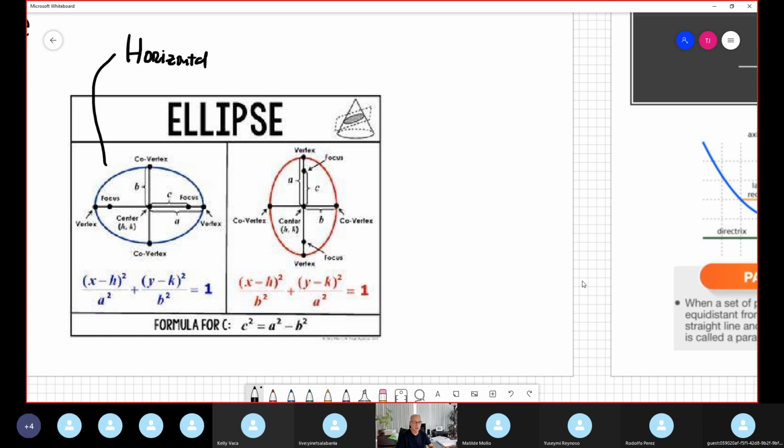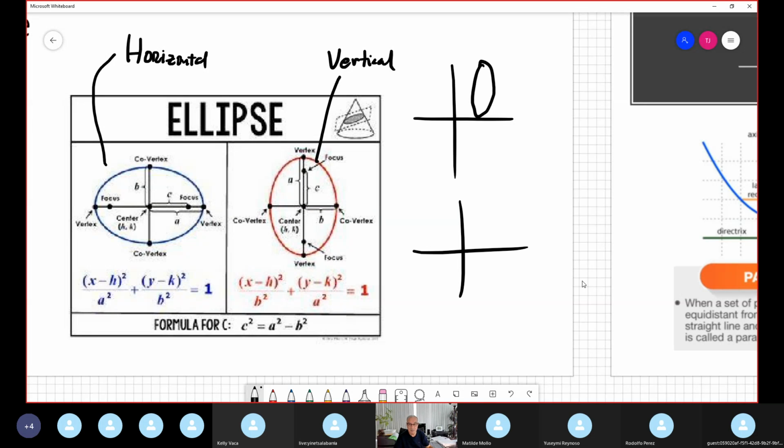Ellipse. Why horizontal? Because the major axis is coincident or parallel to the x-axis, which is the horizontal line, right? Okay, so this is a vertical ellipse, because the major axis is coincident or parallel to the y-axis. So basically, we have two kinds of ellipse. Ellipse like that, or ellipse like that. Correct?